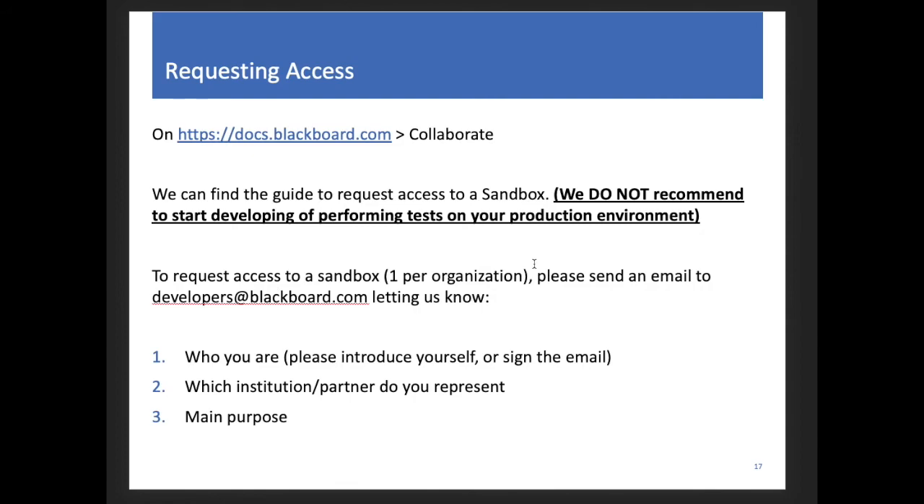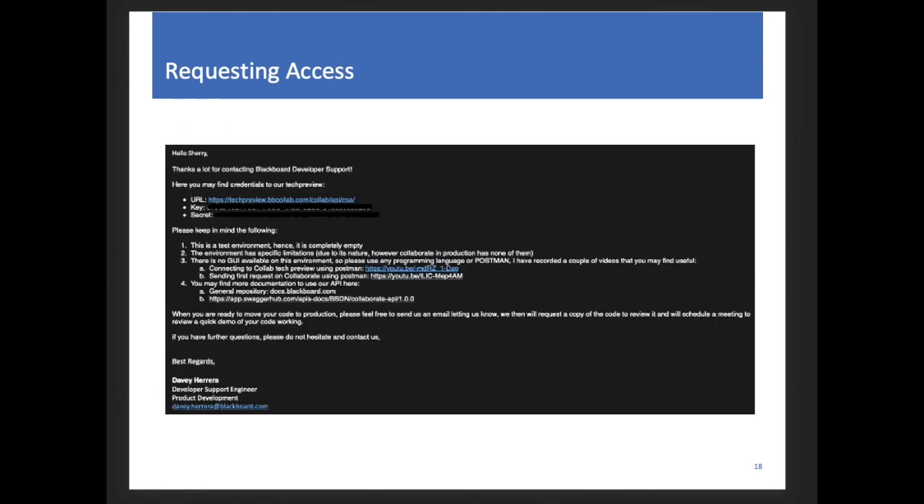On the email, whenever you want to write us, just please let me know who you are, just your name and last name, and your email. That'll be very important. Please just sign the email and let me know which institution or partner you represent, and what will be the main purpose. What you want to do with the credentials, what's gonna be tested, what are you gonna do with it. And whenever you send me an email, I'm gonna send you back something like this. This is just a short template that I've come up with, so you're gonna receive something like this.